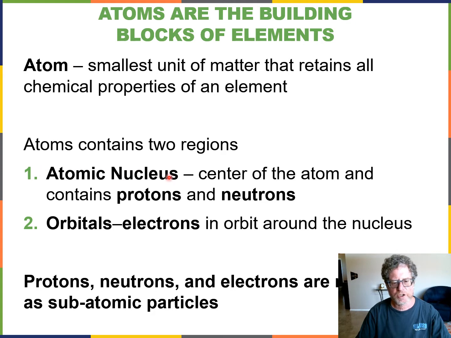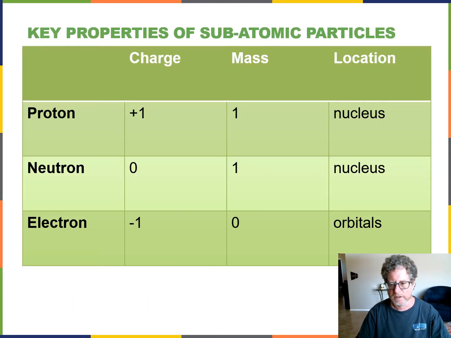The atomic nucleus is the center of the atom. It contains the protons and the neutrons. And around that atomic nucleus are electrons orbiting or circling around the nucleus. So protons, neutrons, and electrons are the three subatomic particles that make up atoms.